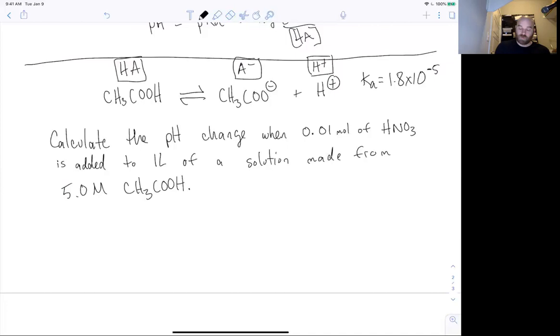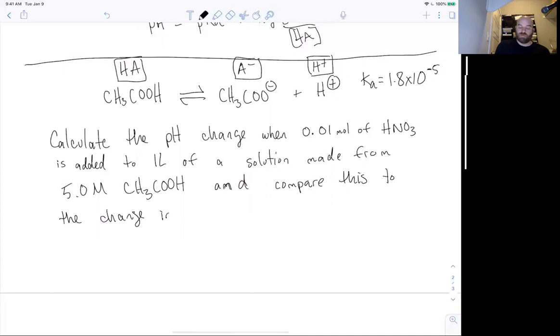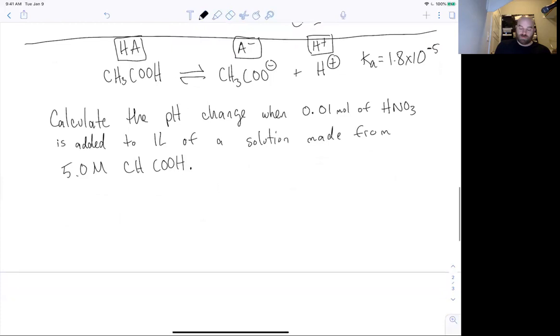Okay. And we want to compare this. This is like part one of the problem. And compare this to the change in pH... I just want to write it out as a separate problem so it doesn't get too long. Let's just start here. All right.